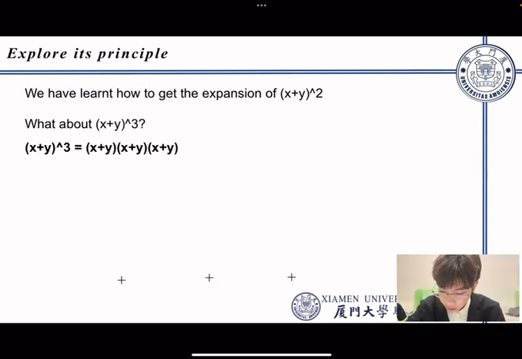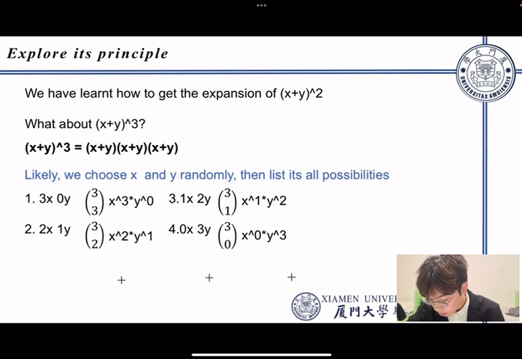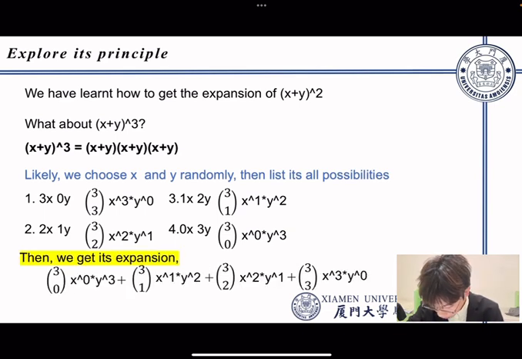We have learned how to get the expansion of (x plus y) squared. What about (x plus y) cubed? It is equal to, as before, (x plus y) times (x plus y) times (x plus y). Likewise we choose x and y randomly, then list all possibilities: 3x 0y, 2x 1y, 1x 2y, 0x 3y. Then we write them in order. So then we get its expansion.